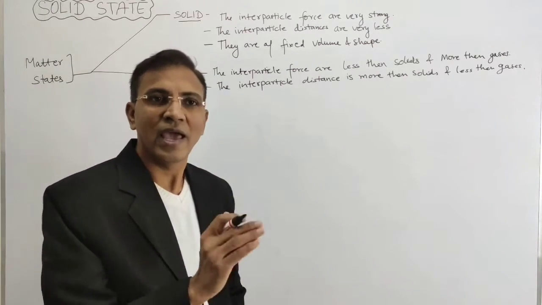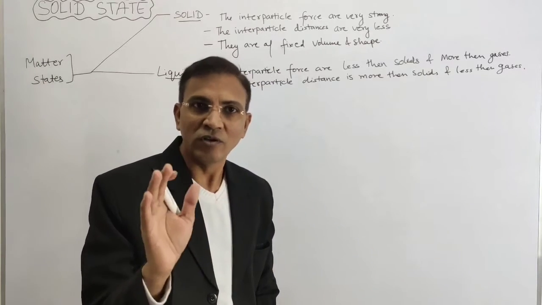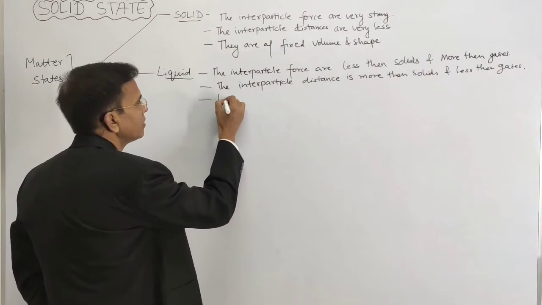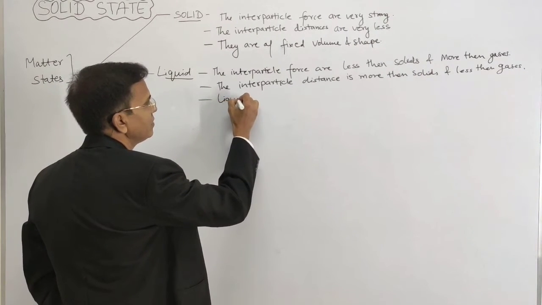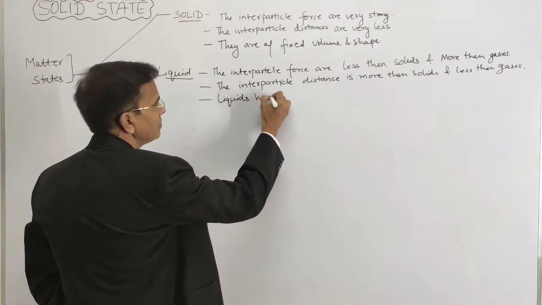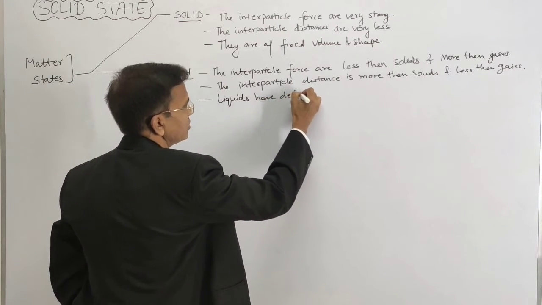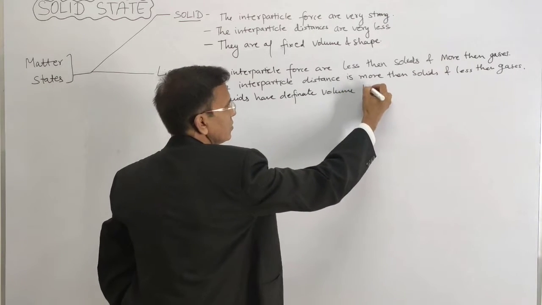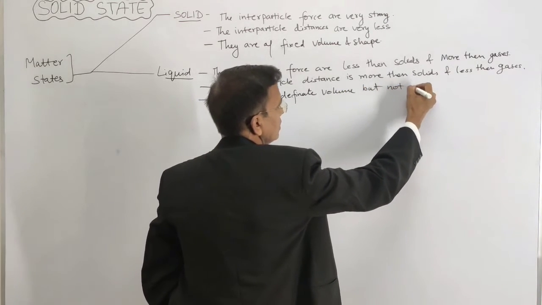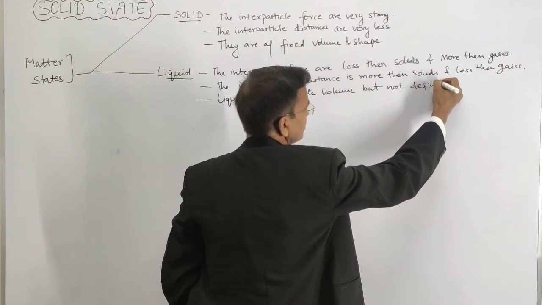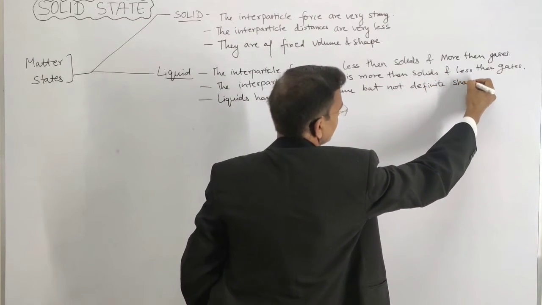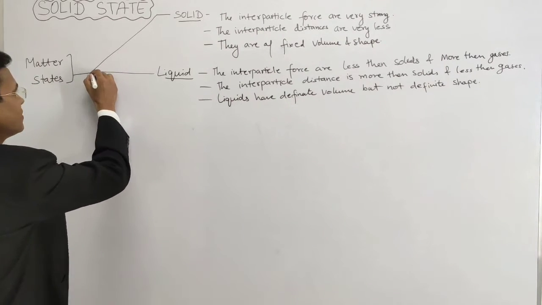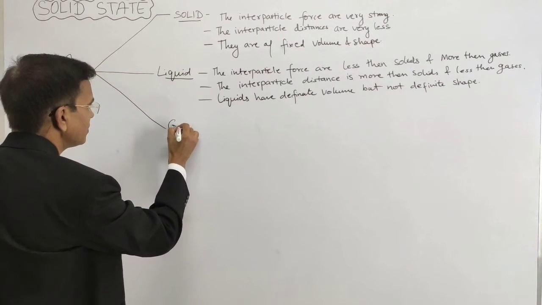Now come to the shape and volume. So the liquid has definite volume but not definite shape, right? So here liquids have definite volume but not definite shape. Now in comparison of these, come to gases.